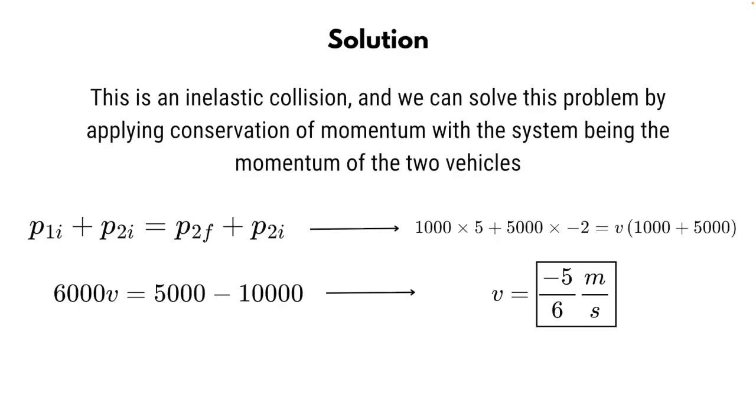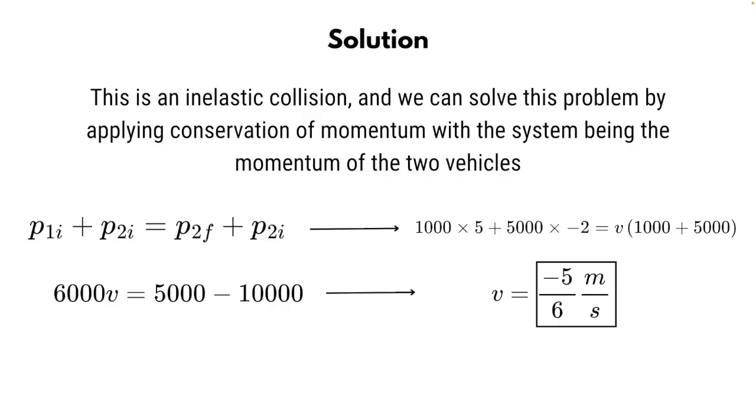Okay, so this is an inelastic collision. And so we can solve this problem by applying conservation of momentum with the system being the momentum of the two vehicles, just like before. So the first side of the equation is the same. We get 1,000 times 5, which is the initial momentum of the car, plus 5,000 times -2, because the truck was going the opposite direction, coming towards the car.